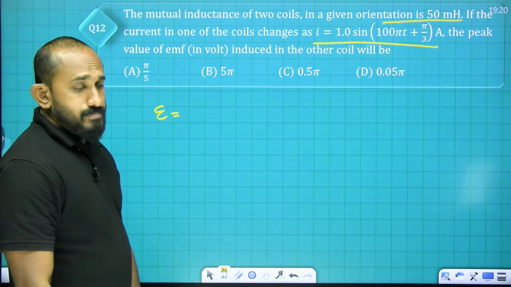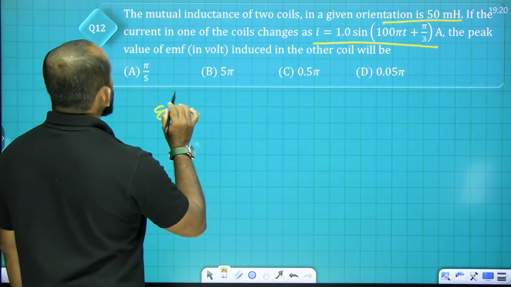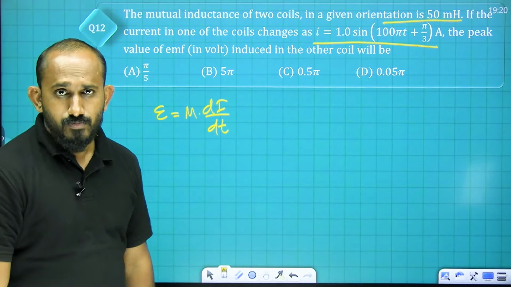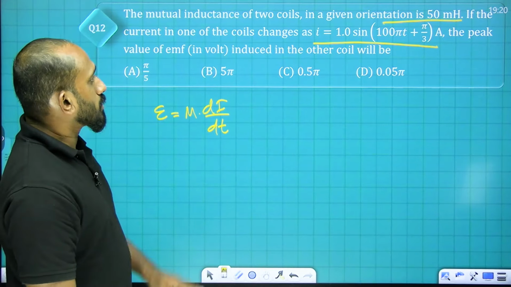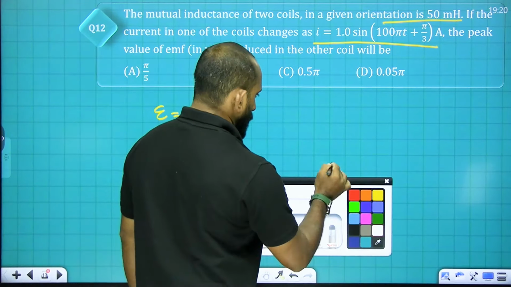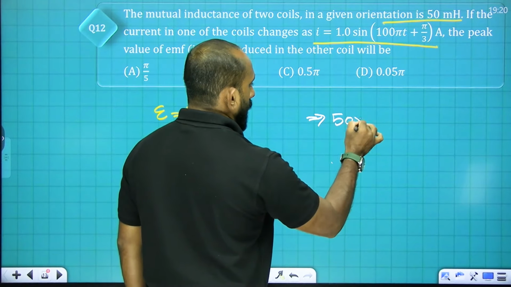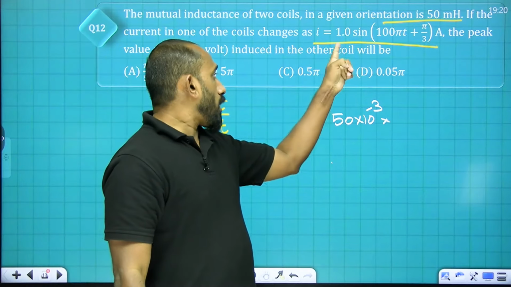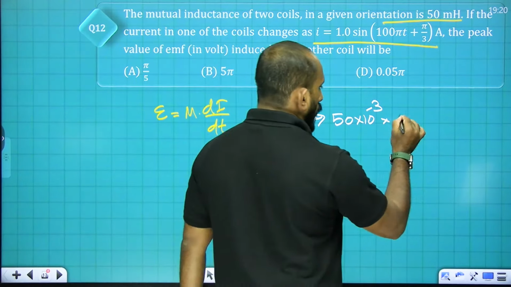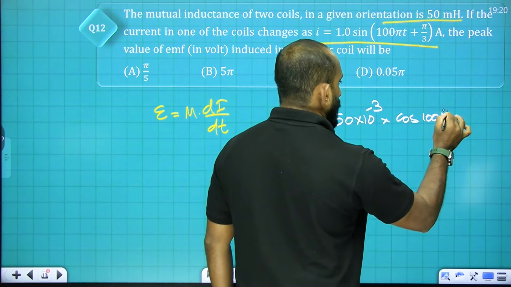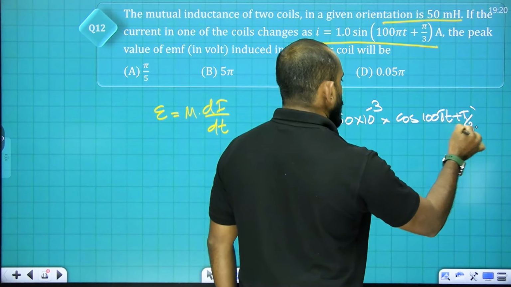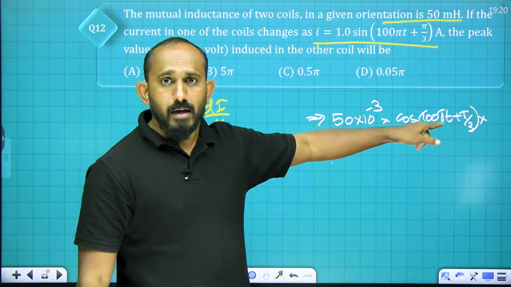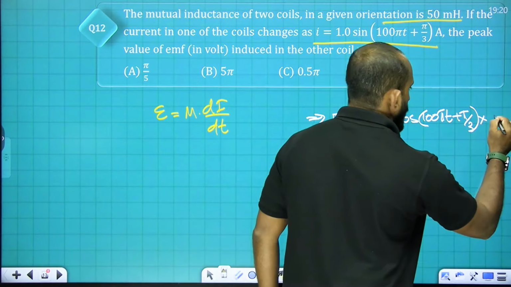So here EMF E is equal to M into di by dt, the basic equation, the magnitude, you have to do d by dt. So M is how much? It is given as 50 millihenry. So that is 50 times 10 raised to minus 3 times di by dt. You have to differentiate this. So I is 1 into sine, which will become cos of (100 pi t plus pi by 3), into the derivative of 100 pi t plus pi by 3, which is again a function of time. So the function rule you have to apply. You have to differentiate it. It becomes 100 pi.